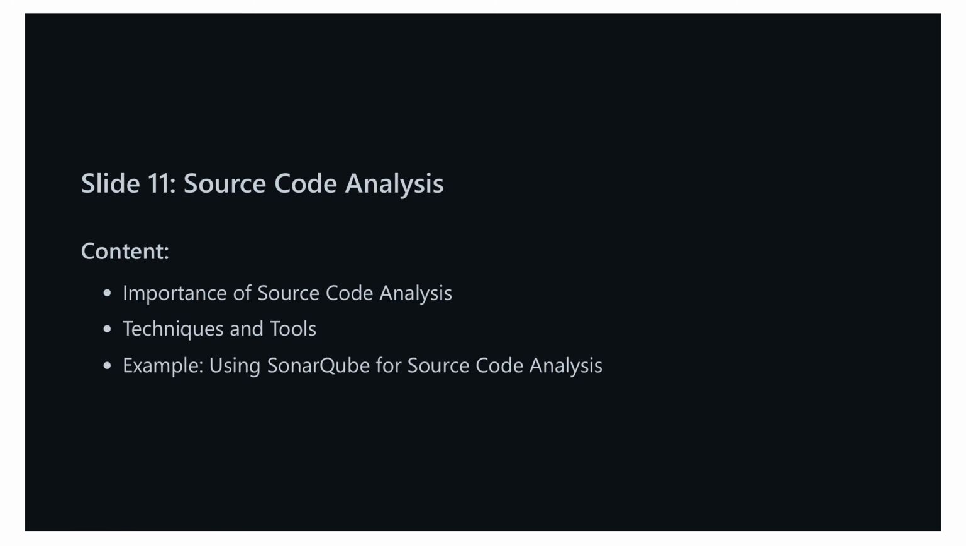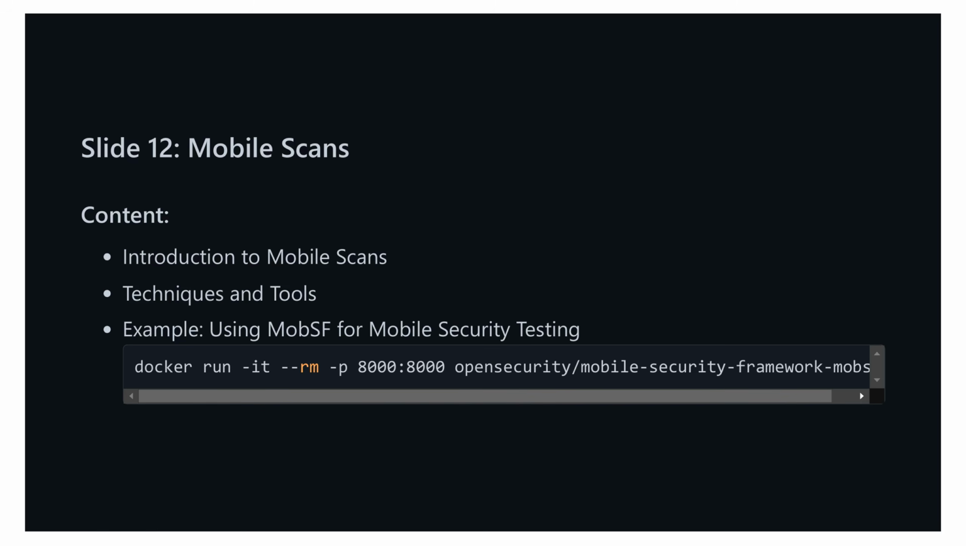Next, we will transition to mobile scans, where we will explore the techniques and tools specific to mobile security testing, including an example of using MobSF for mobile security testing. On this slide, we're shifting our focus to mobile scans, which are crucial for identifying vulnerabilities specific to mobile applications. Mobile scans encompass a variety of techniques and tools designed to test the security robustness of mobile apps thoroughly. We'll begin with a general introduction to mobile scans, discussing their significance in the context of overall application security. We then delve into some common techniques and tools used for mobile security testing.